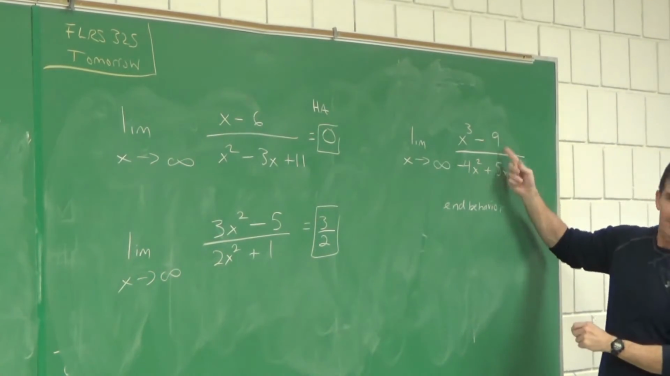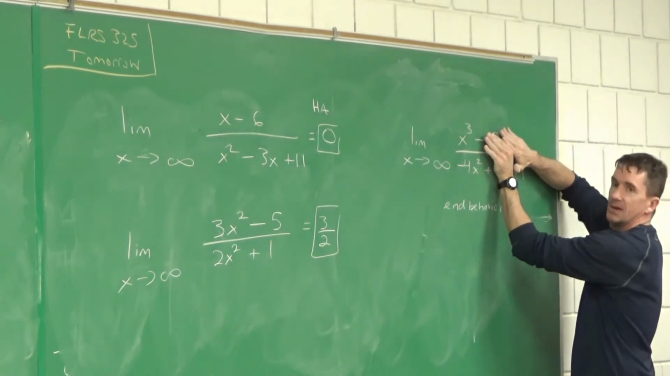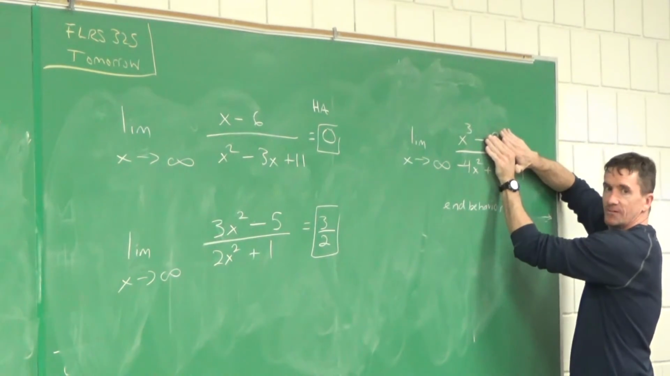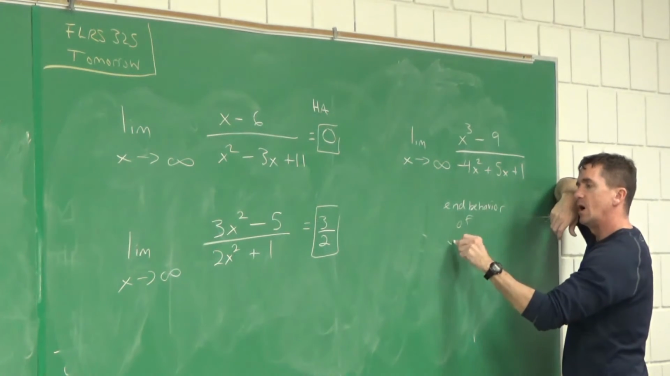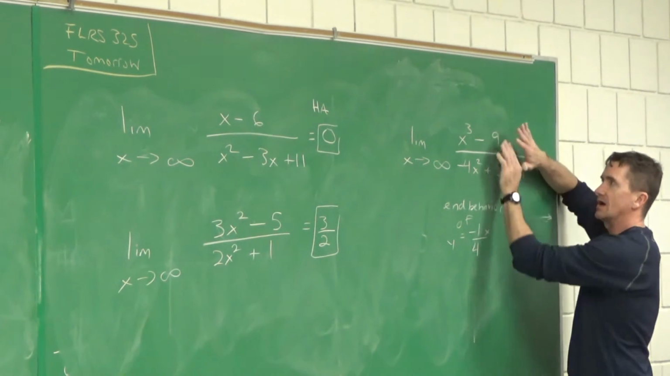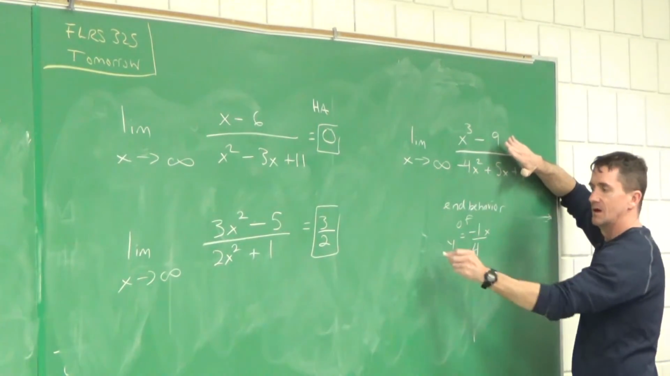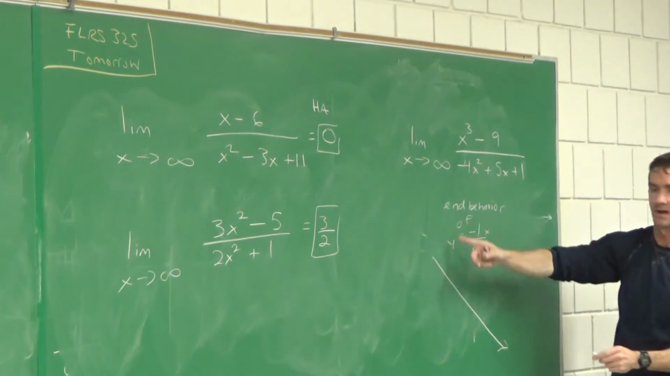Let me hide that 9, I'm going to hide that 5x, hide that 1. Does anybody know the end behavior of that graph? It would be negative 1/4 x. So what's the end behavior of y equals negative 1/4 x? That's a straight line. Which way is it going? It's going down. So what's the answer to this limit? Positive infinity or negative infinity?